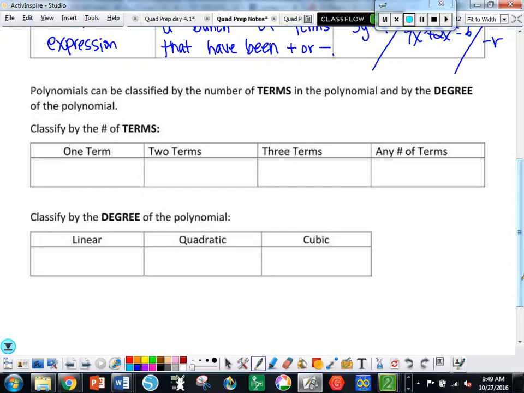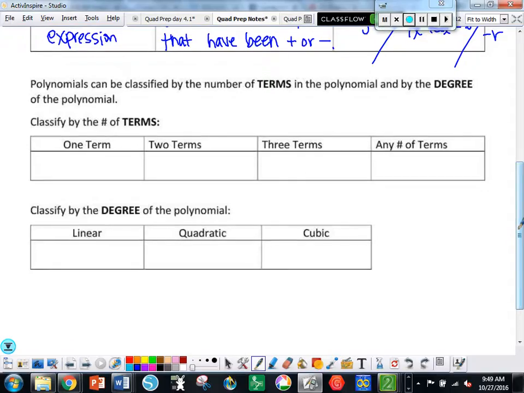Okay. So we can name these polynomials based on how many terms they have and based on what their degree is. Now, if it has one term, like this one, that's what a one-term polynomial would look like. A two-term polynomial would be something like 5 minus 19y to the 4. But it has two terms. Now they could be flipped, but there's two pieces of it.